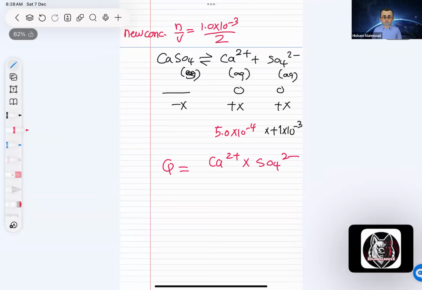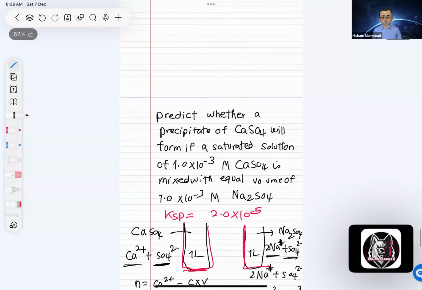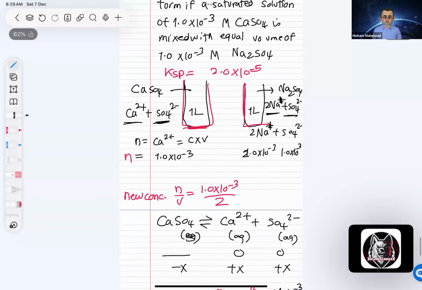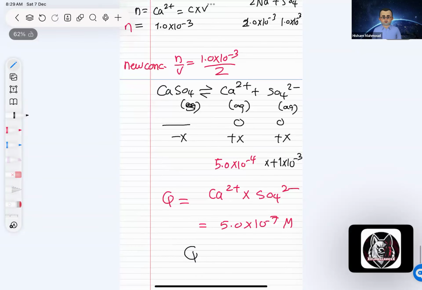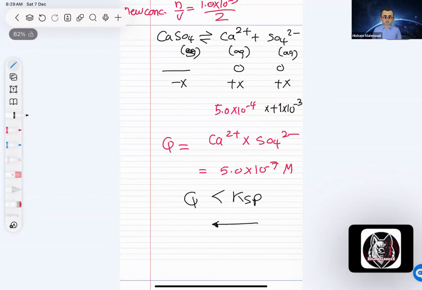So this is the KSP, and then I have to multiply calcium by sulfate, so it will become 5 multiplied by 10 to the power of negative 7 molar. And then I will compare this Q against K. This is 5 multiplied by 10 to the power of negative 7, and this is 2 multiplied by 10 to the power of negative 5. So this is less. So Q is less than KSP, which means that the reaction will go more toward the left, moves backward. So this is Q. Oh, sorry, moves forward because Q is less than KSP, so moves forward.